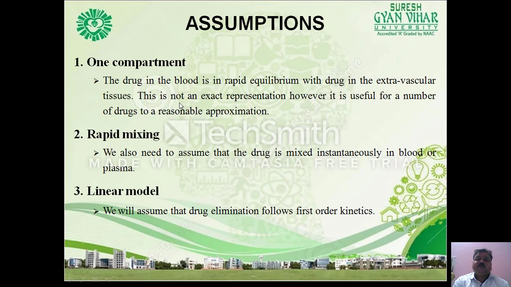Then, one compartment means the drug in the blood is in rapid equilibrium with the drug in the extravascular tissue. This is not an exact representation, however, it is useful for a number of drugs as a reasonable approximation. Rapid mixing: we also need to assume that the drug is mixed instantaneously in blood with the plasma. Linear means it shows a straight line.